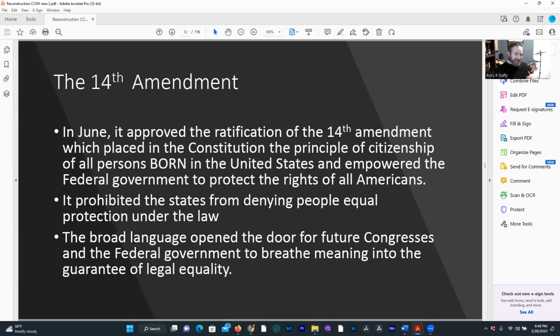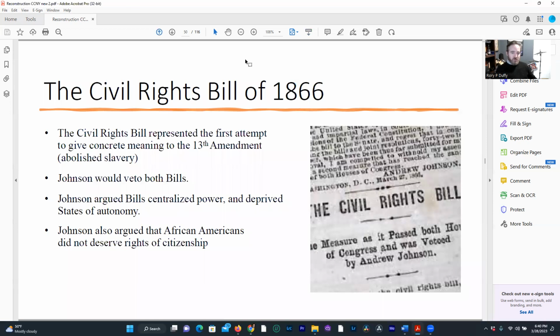When Congress comes back into session, right, we see Johnson and Congress going head to head. And the Congress would put forward the Civil Rights Bill of 1866, the first attempt to give concrete meaning to the 13th Amendment, which was under Lincoln, that abolished slavery. Johnson vetoed both bills, but these bills would actually pass over vetoes of Johnson. He argued that the bills centralized power and deprived states of autonomy, right?